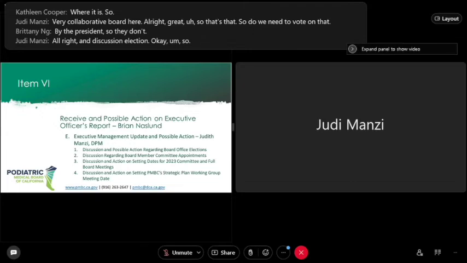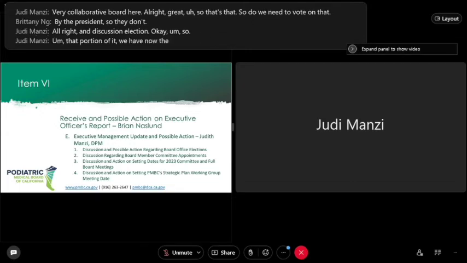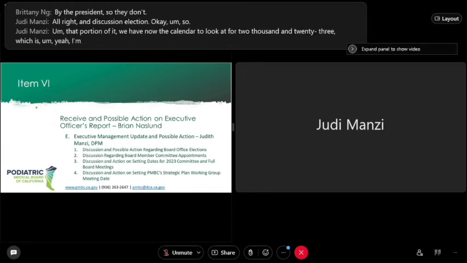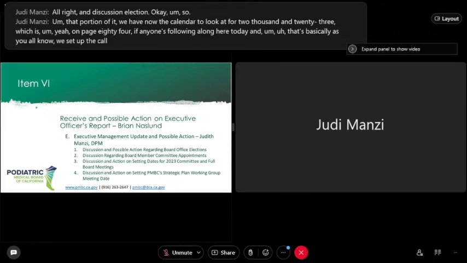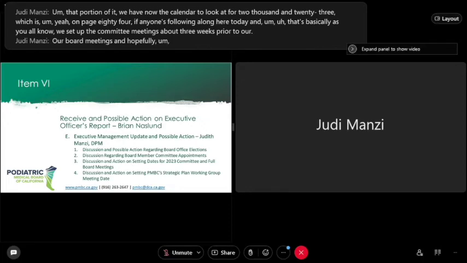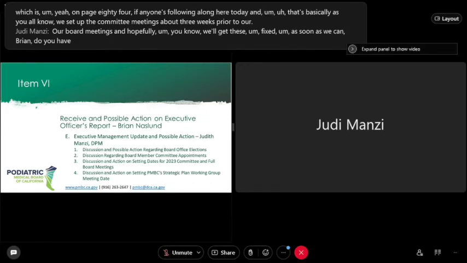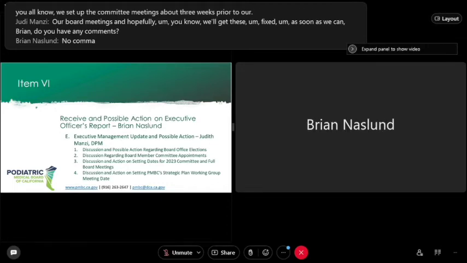We have now the calendar to look at for 2023, which is on page 84, if anyone's following along here today. And that's basically, as you all know, we set up the committee meetings about 3 weeks prior to our board meetings, and hopefully, we'll get these fixed as soon as we can. Brian, do you have any comments? No comment. I'll let you guys discuss it.